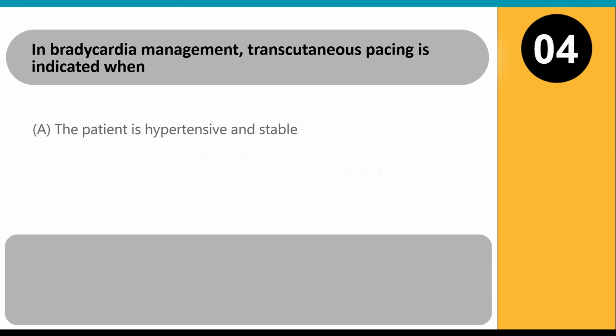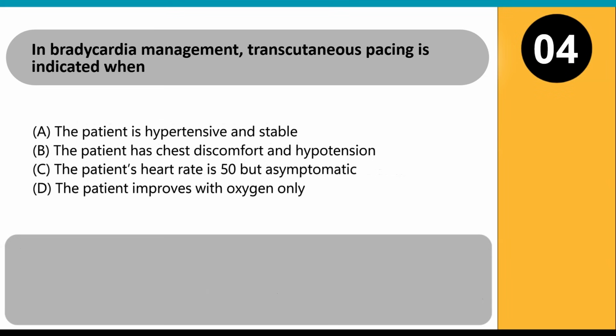In bradycardia management, transcutaneous pacing is indicated when: A. The patient is hypertensive and stable. B. The patient has chest discomfort and hypotension. C. The patient's heart rate is 50 but asymptomatic. D. The patient improves with oxygen only.